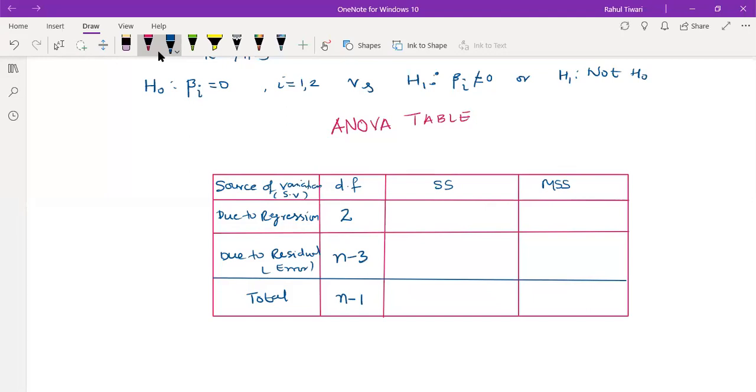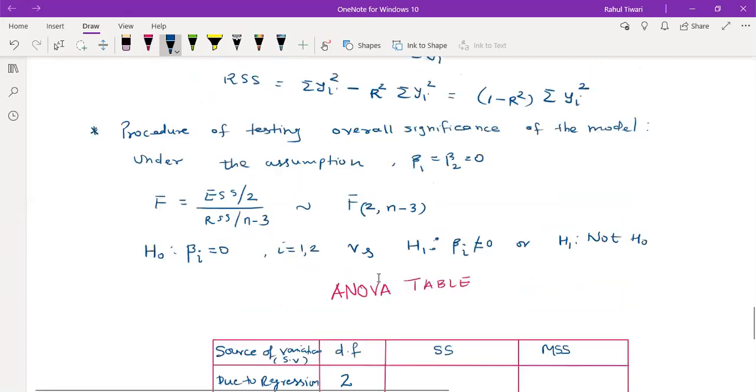Then we have ESS here. Now, are you using the same notation which I'm using here? Otherwise, you may get confused. Here, are you using the same notations? Because here, this ESS is not error sum of square. This ESS is the regression sum of square, if I'm not wrong.